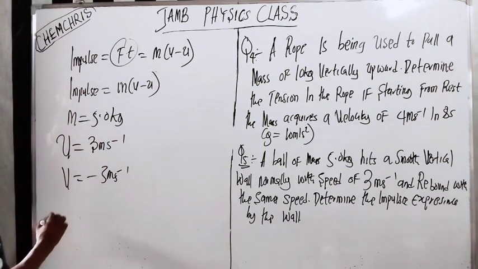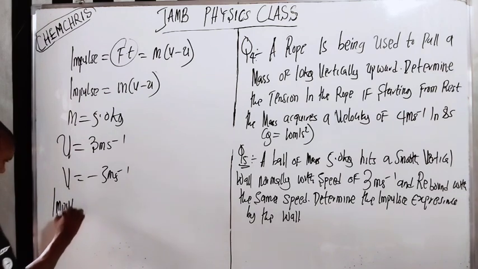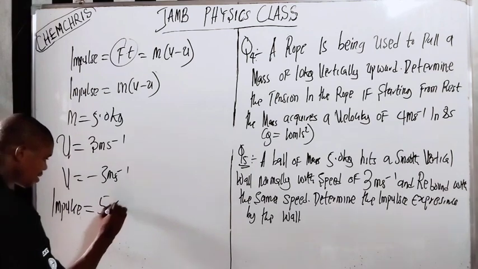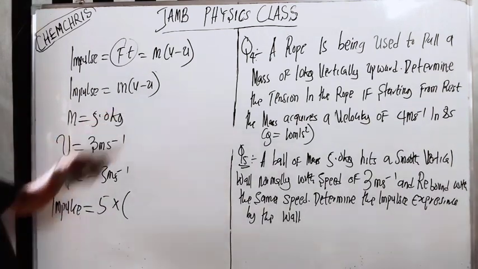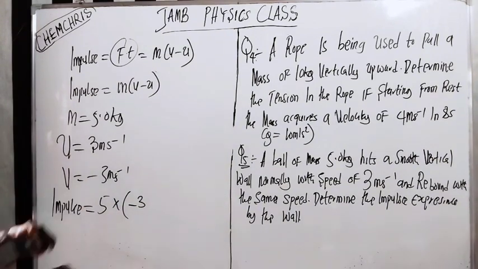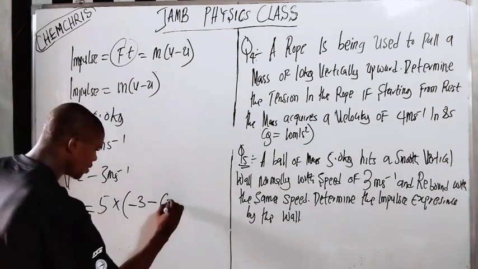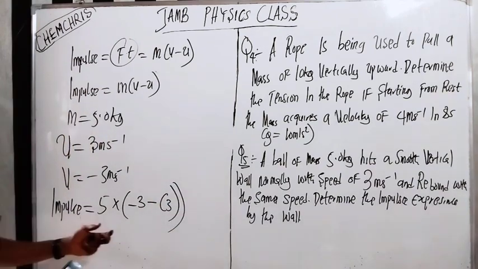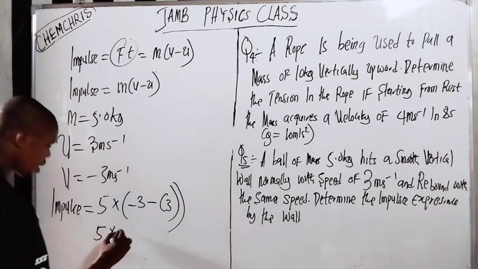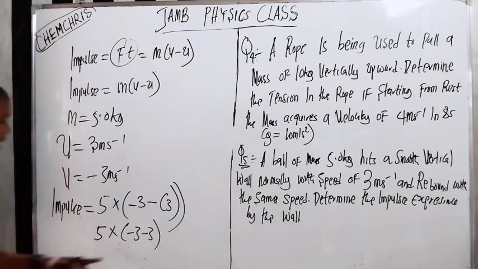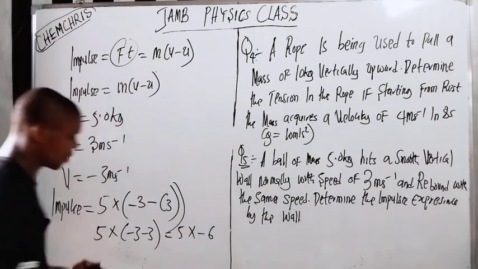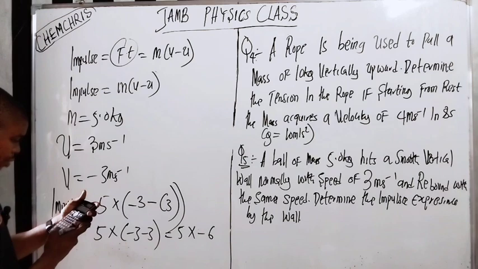So when you input the values, impulse equals m, which is 5, times my final velocity, which is minus 3, then minus the initial, which is 3. So we have 5 times minus 3 minus 3, which is minus 6. So 5 times minus 6. 5 times 6 is 30.